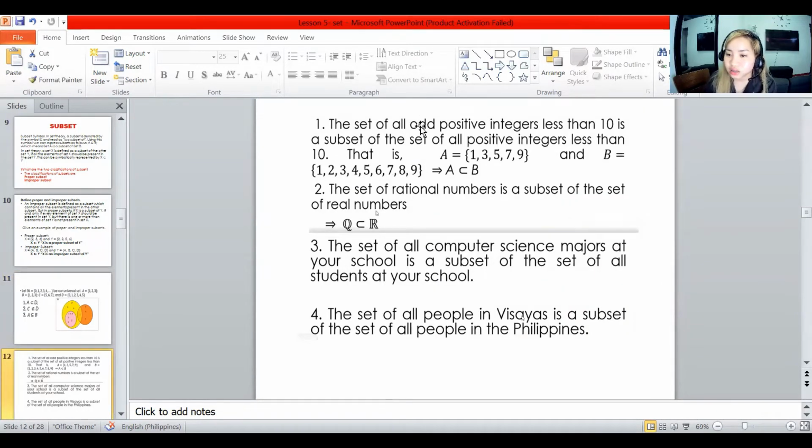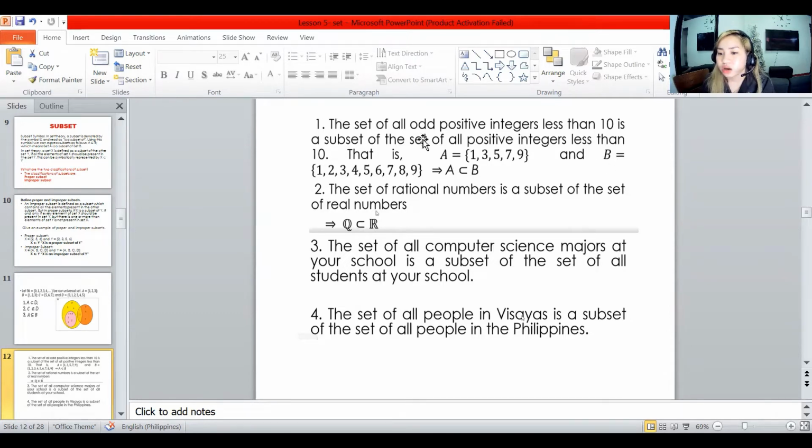Number 1, the set of all odd positive integers less than 10 is a subset of a set of all the positive integers less than 10. So, yung unang set natin is let A be all odd positive integers less than 10. Yung mga odd positive integers po na mas mababa sa 10. Hindi kasama si 10. So, we have 1, 3, 5, 7, 9. So, ito po yung mga odd positive integers less than 10. So, ito yung set A natin.